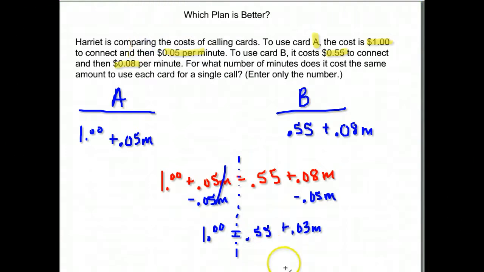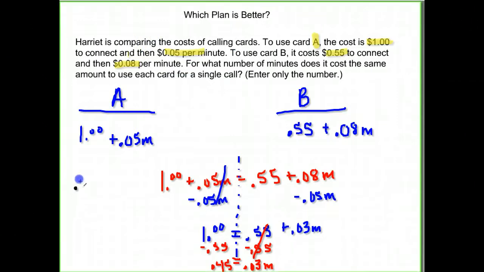So the next thing, now that the m's on the same side, I need to move everything else the other direction. So this 0.55 is going to have to go. It's a positive 0.55, so to get rid of it, I subtract 0.55 from both sides. So now I have just 0.03 m on this side. On the other side, I have 45 cents, 0.45.